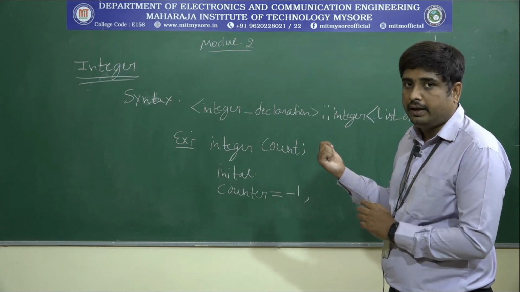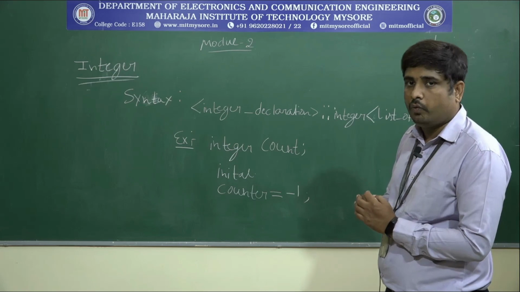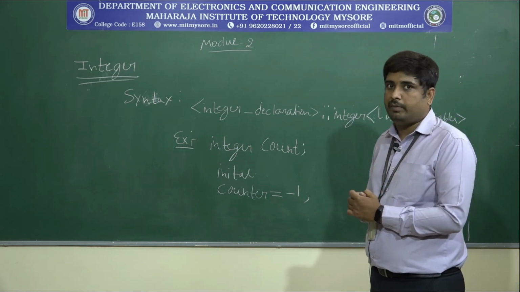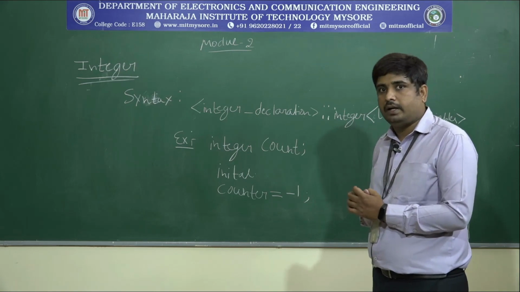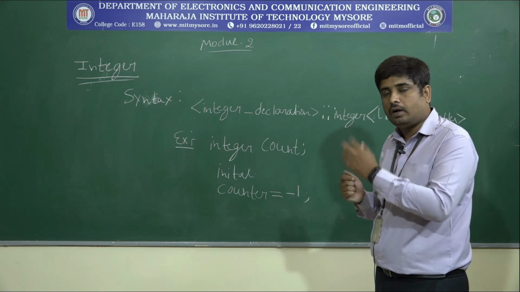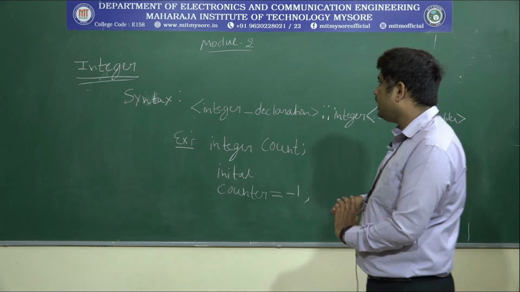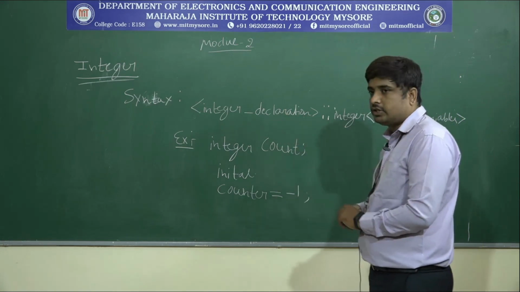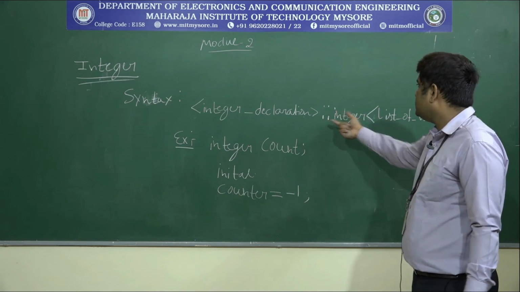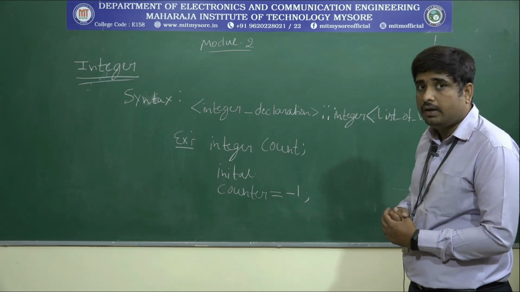Using this integer it is possible to store a negative value. The size of the integer is 32 bits. That is the maximum size of the integer. With that size we have to mention the value here. So let us write the syntax. Syntax: integer_declaration, that is the declaration of an integer. We write integer, then the list of variables. This is the syntax for an integer.